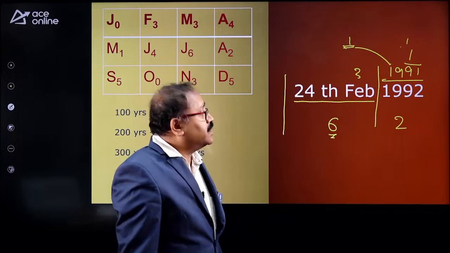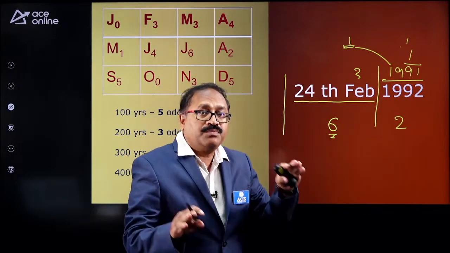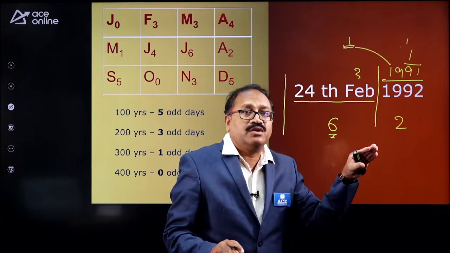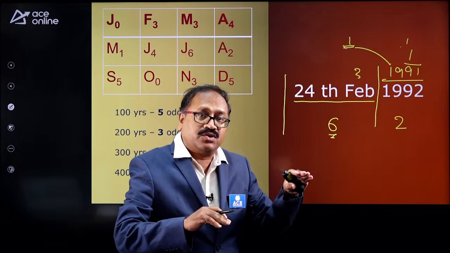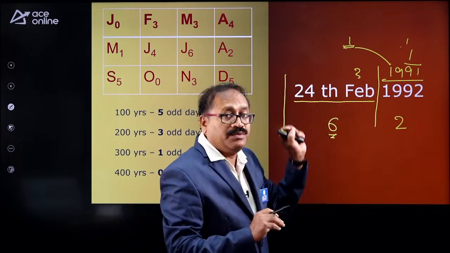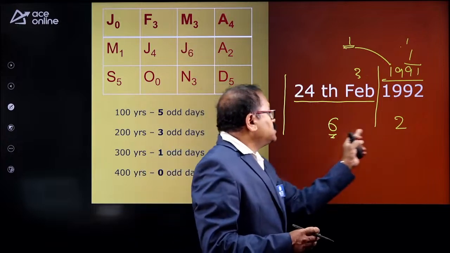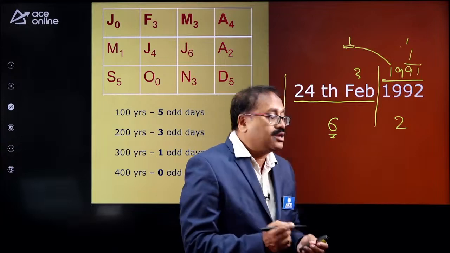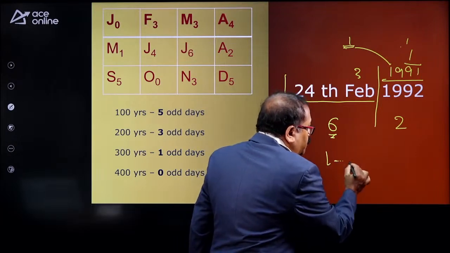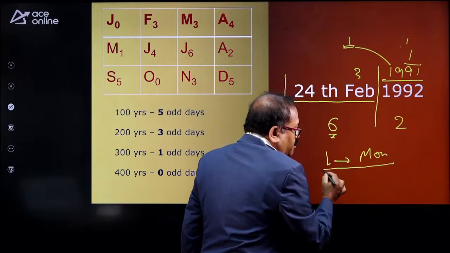Should I add an extra odd day because this is a leap year? No. Up to 29th February, we don't add an extra odd day. From 1st of March of the leap year, we add an extra odd day. So here we will not add an extra odd day. So what happens here? 6 plus 2 is 8, and 8 divided by 7, again the remainder is 1. And if the odd day is 1, you know the day is Monday.